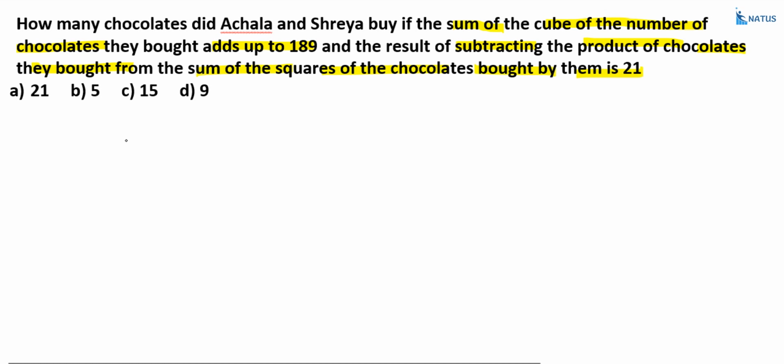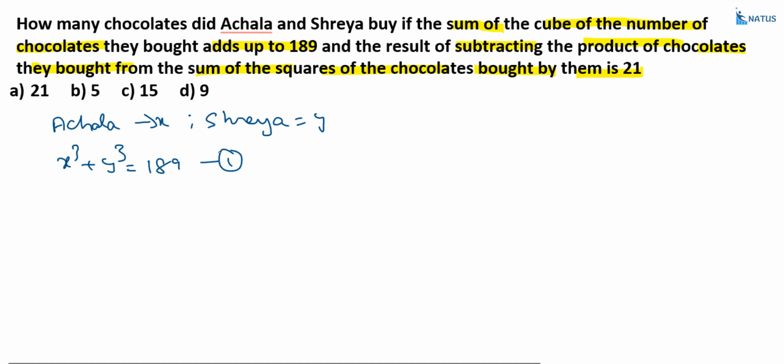See, suppose Achala is equal to x, and next Shreya is equal to y. What is the first condition? Sum of the cubes of the chocolates. So x cube plus y cube is equal to 189, and this is the first equation.